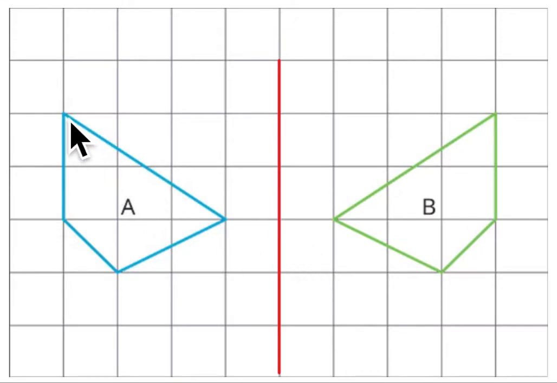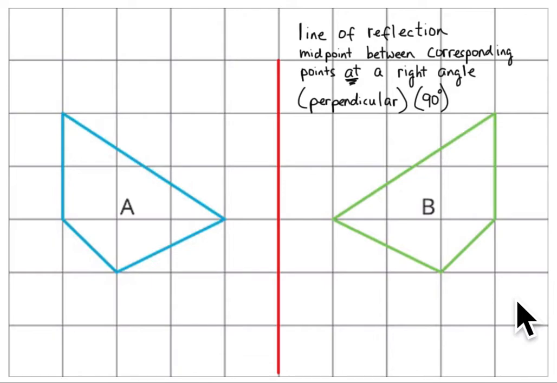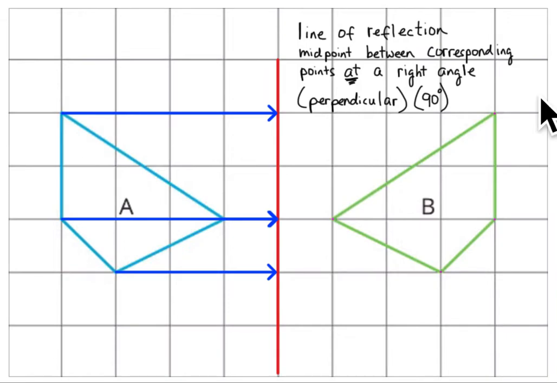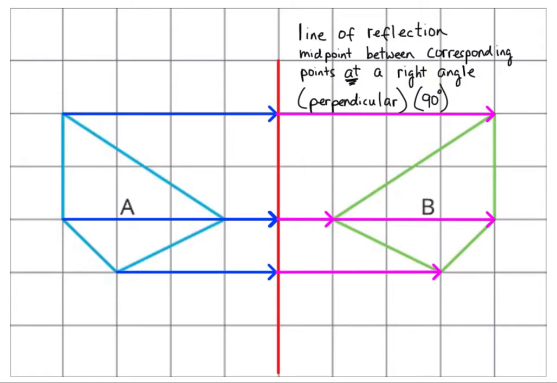So the same is true for up here. The same is true for these corresponding points, and the same is true for these corresponding points. So a line of reflection is the midpoint between the corresponding points at a right angle. It's perpendicular, forms a 90-degree angle. So you move to the line of reflection at a right angle, and then you move an equal distance on the other side, and you're going to get to the corresponding points.